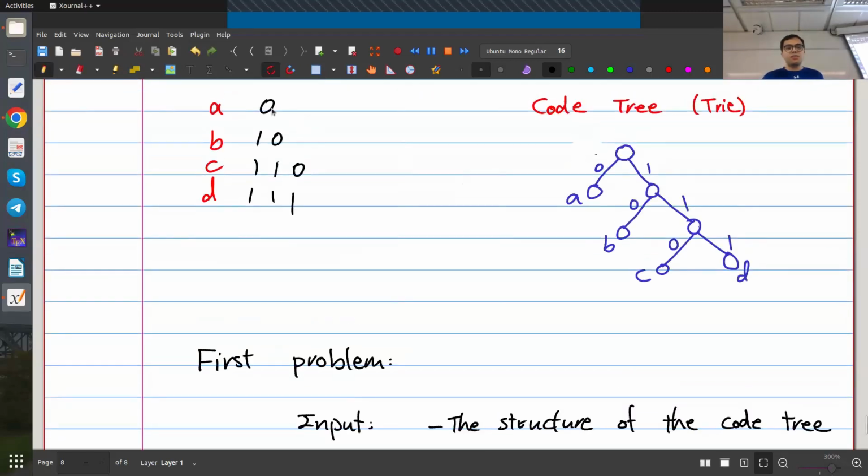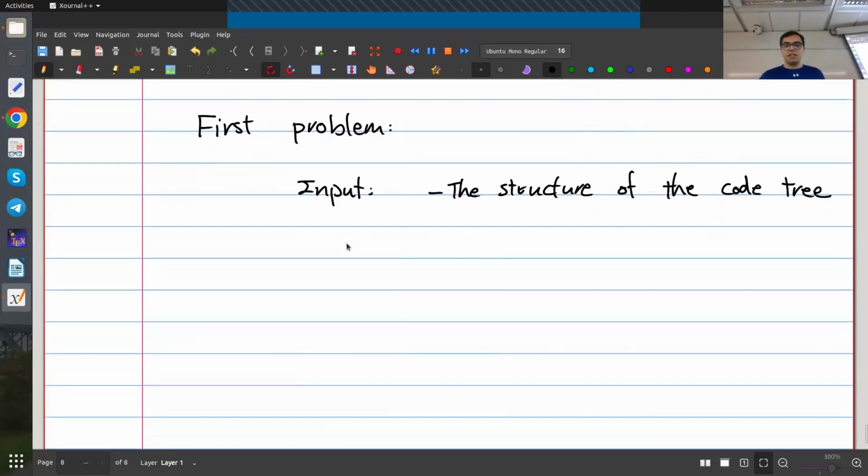So for example, I give you 0, 10, 110, and 111. Code tree or code words, it doesn't matter which one I give you. If I give you the code words, you can make the code tree. If I give you the code tree, you can make the code words. And let's say that I'm also going to give you my alphabet, and I'm going to tell you how many times each letter is appearing in my text.